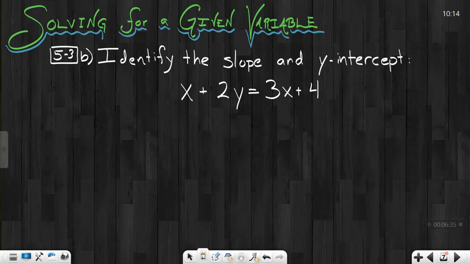All right, let's take a look at B. Again, pause the video, try to do it on your own. All right, let's see how you did. Draw my line down the center. I want to start by simplifying. There's no distributive property needed, and there's no like terms to combine on either side.